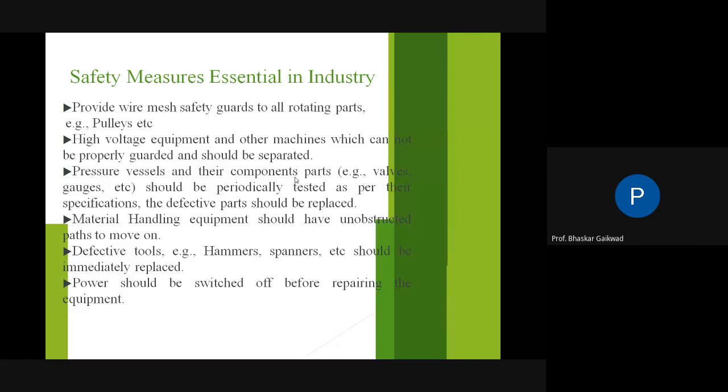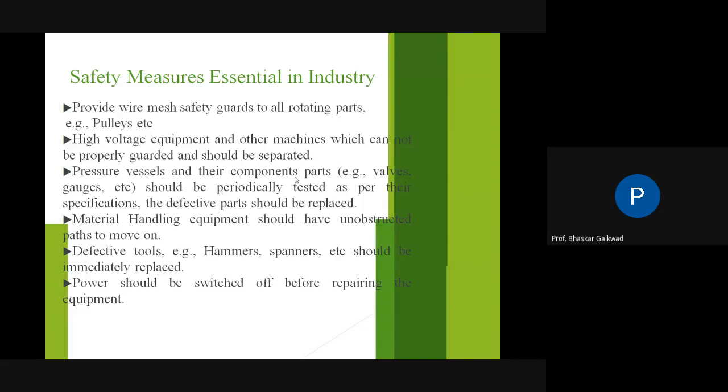So, safety measures are essential in industry. First thing, provide wire mesh safety guards to all rotating parts fully. Whatever rotating part is there, pulley or gear, should have a safety guard. Second, high voltage equipment should be properly controlled, guarded and separated. Pressure vessels and their component parts should be periodically tested as per the specification.